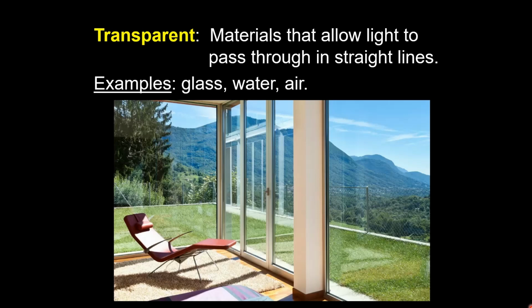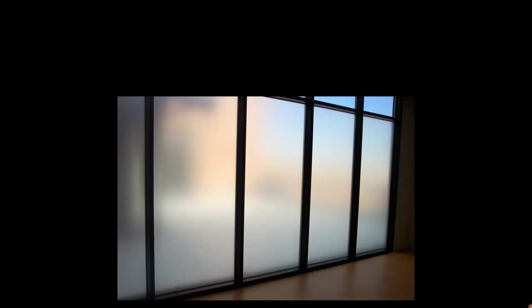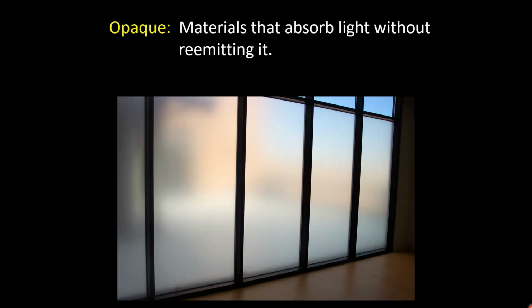Not all glass, however, is transparent. In this image, we're looking at glass, but we can't see through the glass, so obviously light is not being allowed to pass through directly. This type of glass is opaque.